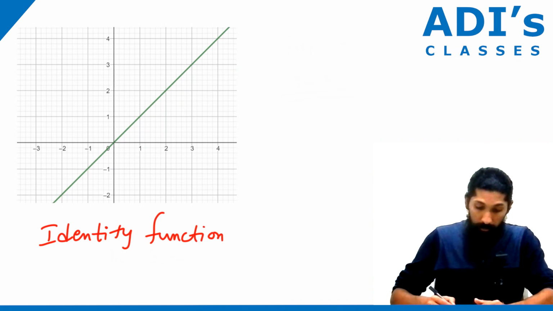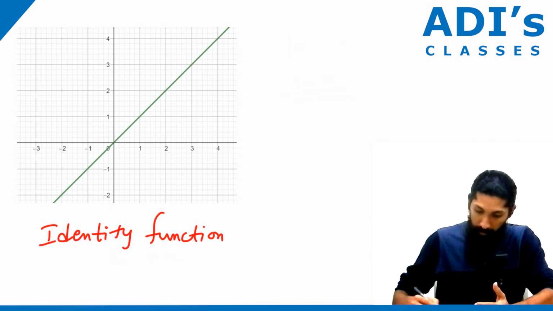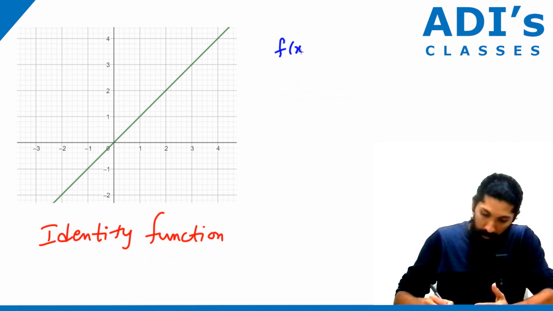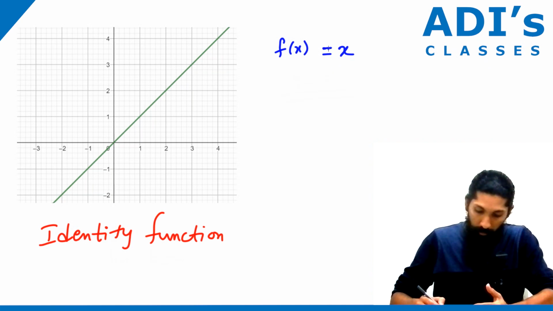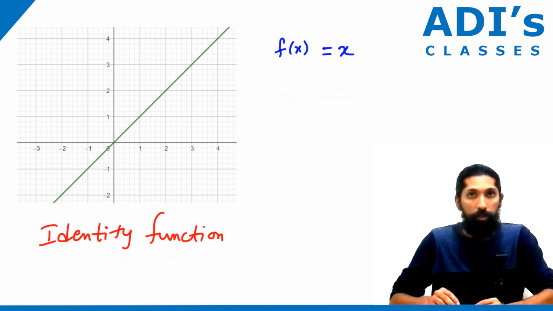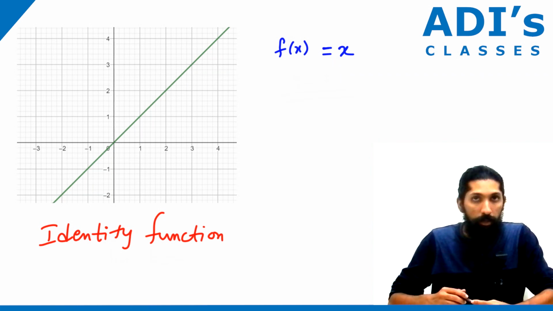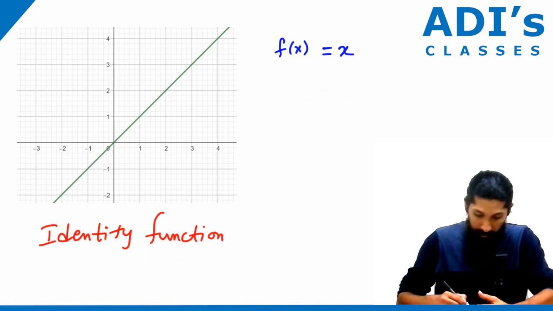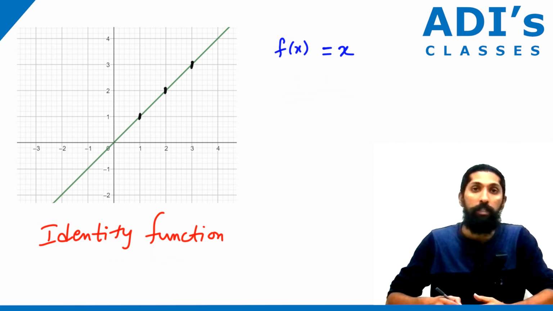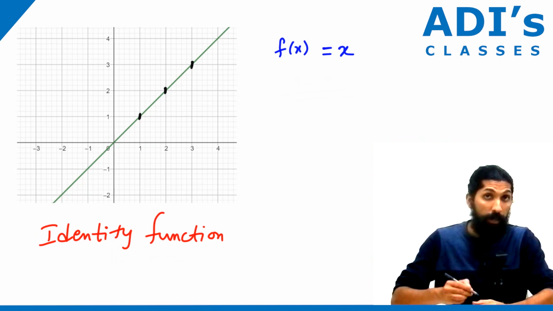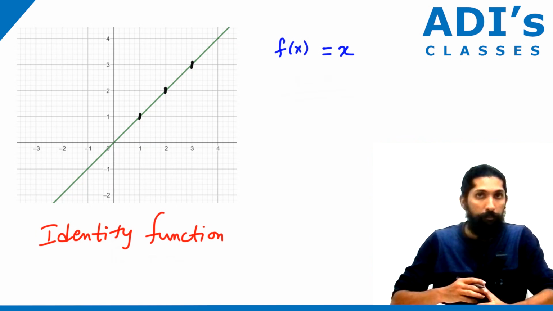The reason is the function in this particular form is given by f of x is equal to x. This is basically the function we have. So for every value, y and x are equal here. If you look at this, when x is 1, y is 1. When x is 2, y is 2. Everywhere the value of x and y are one and the same. That's why this type of function is what we call an identity function. Okay, this is the first type of function.